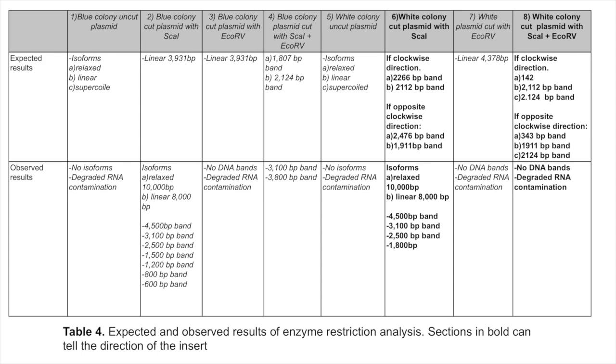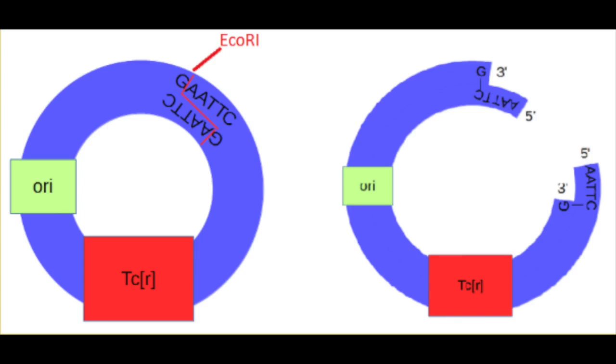The table represents the expected and observed results of enzyme restriction analysis. The sections in bold can tell the direction of the insert. Restriction enzymes, also known as restriction endonucleases, are enzymes that recognize a specific sequence of the DNA and cut phosphodiester bonds, like the case of EcoRI shown on screen, that recognize a specific sequence of the DNA and cut them.